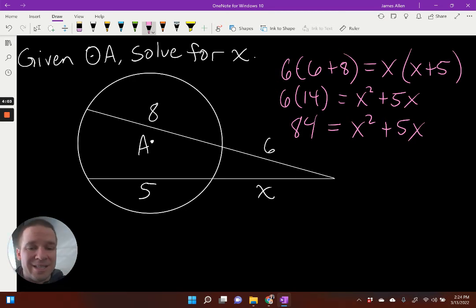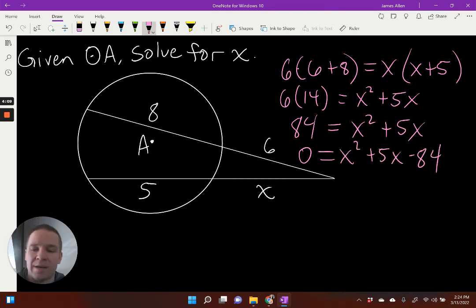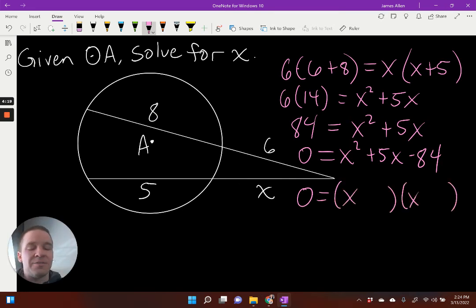Okay, so now I need to set this thing equal to 0. So I'll subtract 84. And why am I setting it equal to 0? Well, it is a quadratic. So you need to set it equal to 0 and hopefully factor, not have to do the quadratic formula, and solve. So I got 0 equals, and what multiplies to negative 84 and adds to 5? Well, that would be positive 12 and negative 7. So now when I solve this, I'll get x equals negative 12 and x equals 7.